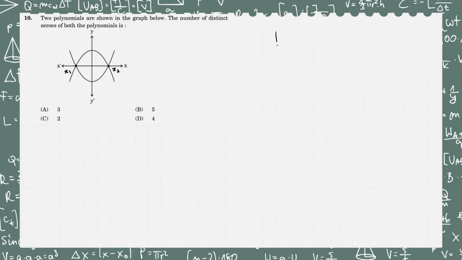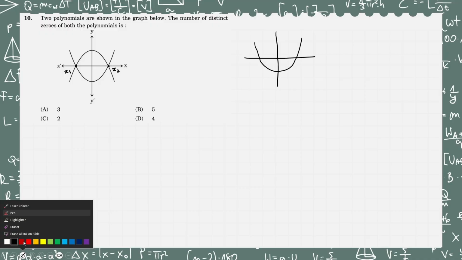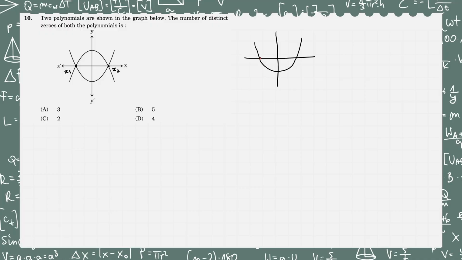Suppose we have a curve like this. The points at which the curve touches the x-axis will be the zeros of the polynomial, right? So, here this point x1 and this point x2 are the zeros of the first polynomial given, right? The same way, the other polynomial, if we draw, that also touches the x-axis at the same 2 points, x1 and x2.